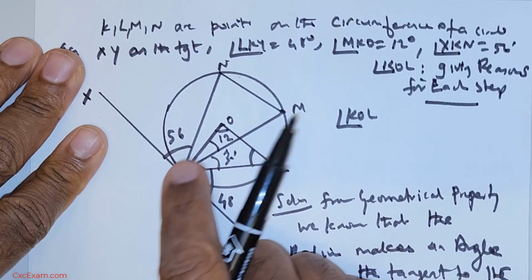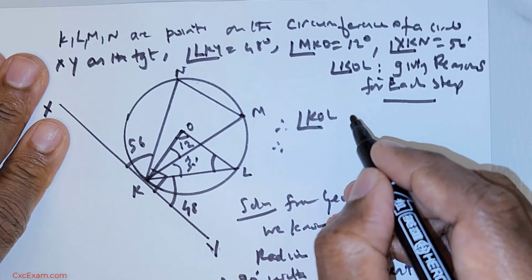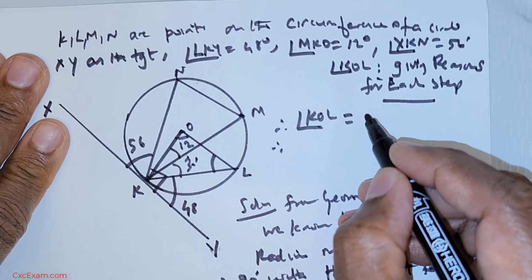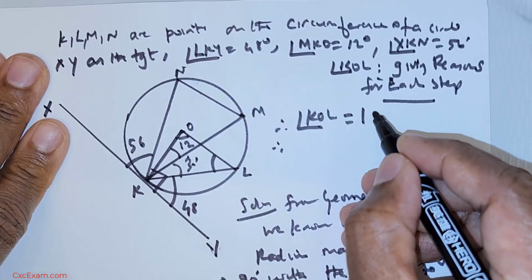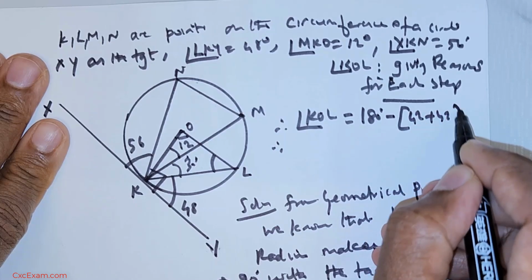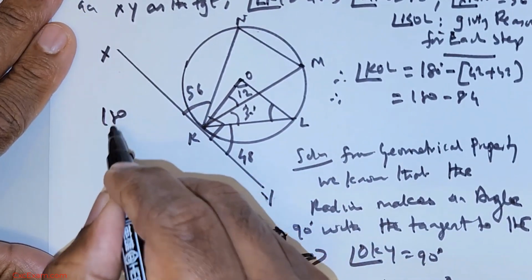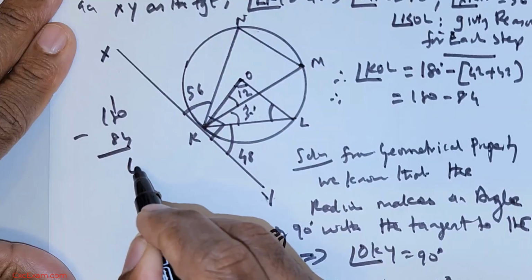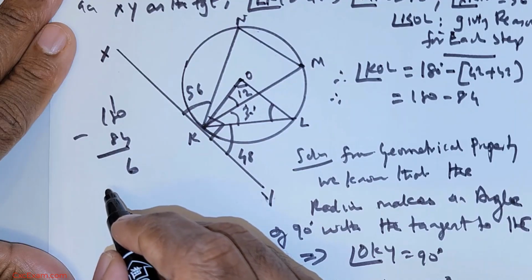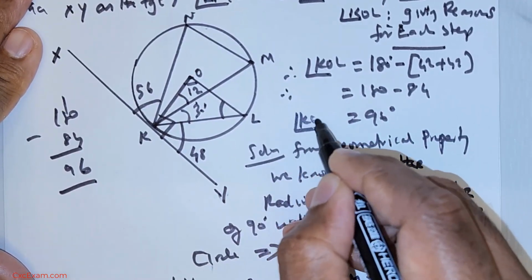Okay. Now we want to find KOL. So therefore, write it here. KOL is equal to, I'm using the law of triangles, the sum of the angles in a triangle is 180 degrees. So from 180 degrees, you subtract 42 plus 42. So what is that? 84. So from 180 you subtract 84 degrees. So what do you get? 180 minus 84 is 96. So 96 degrees is KOL.